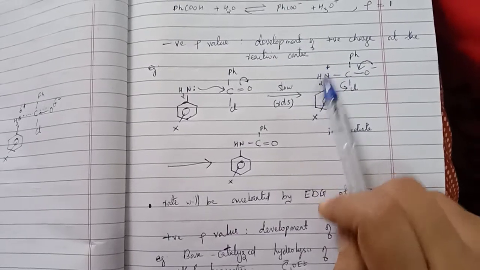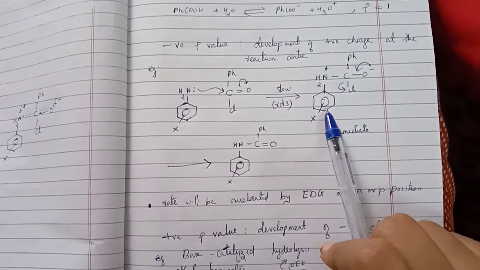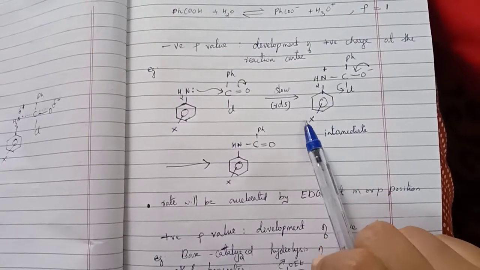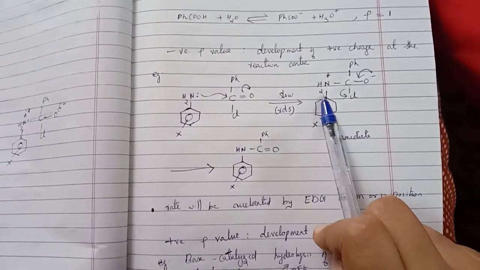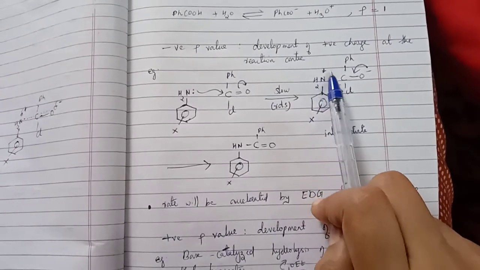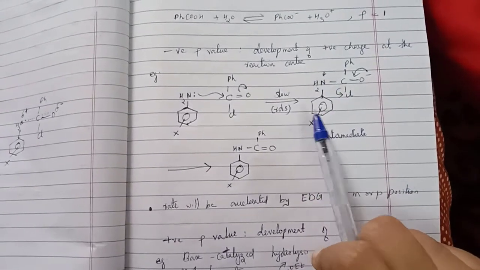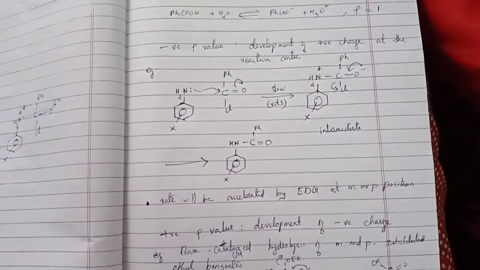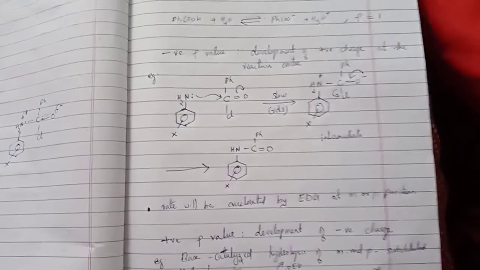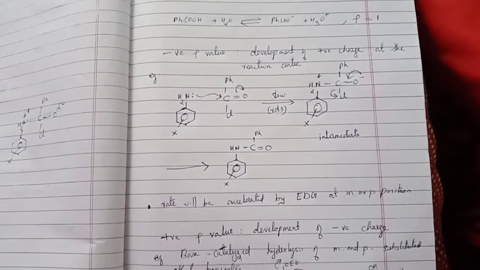So this positive charge should be disseminated. Okay, so this positive charge will be disseminated by electron donating group at the meta and para position. They will give electrons to the ring and negative charge will come to the nitrogen, and this will be balanced. So this charge will be diminished. So electron donating group at meta or para position will accelerate the rate of the reaction with negative rho value. If a reaction is having negative rho value, electron donating groups will accelerate the rate of that particular reaction.